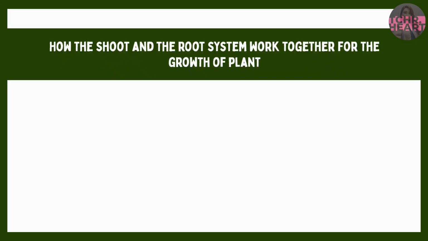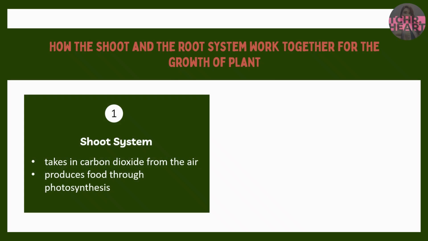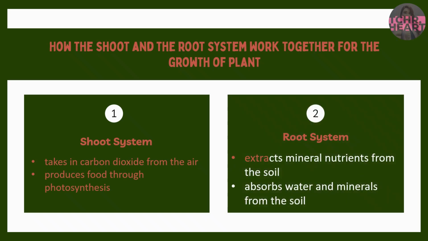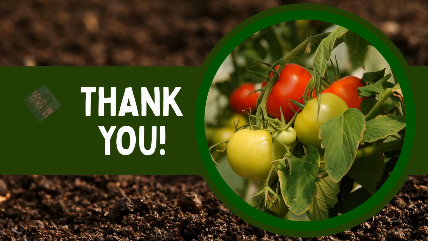How the shoot and the root system work together for the growth of plant. 1. Shoot system takes in carbon dioxide from the air, produces food through photosynthesis. 2. Root system extracts mineral nutrients from the soil, absorbs water and minerals from the soil.